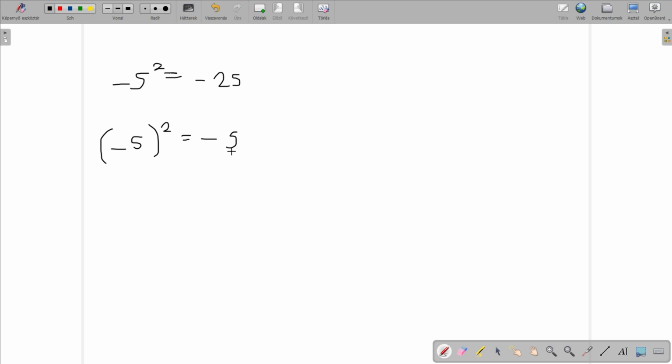But in this case, what is that going to be equal to? Well, that's minus 5, because right now we have a parenthesis, therefore we square the entire thing. So that's minus 5 times minus 5, which is just 25. Because the two negative signs cancel out each other. So this is something that you should definitely remember.